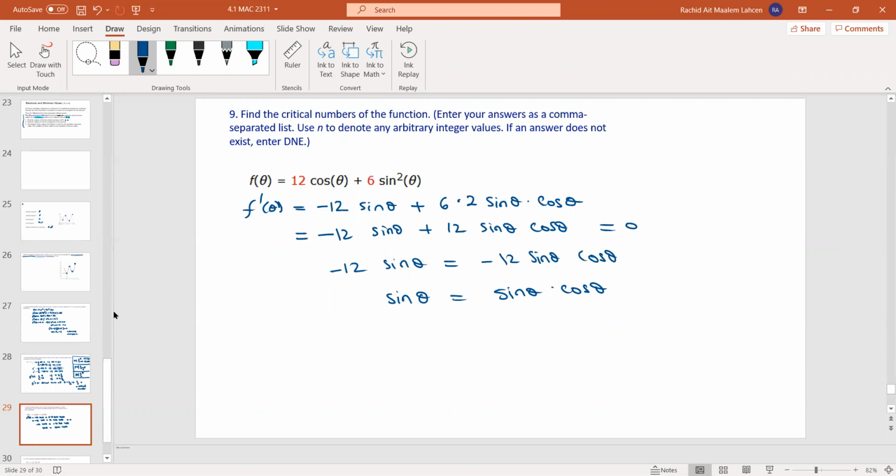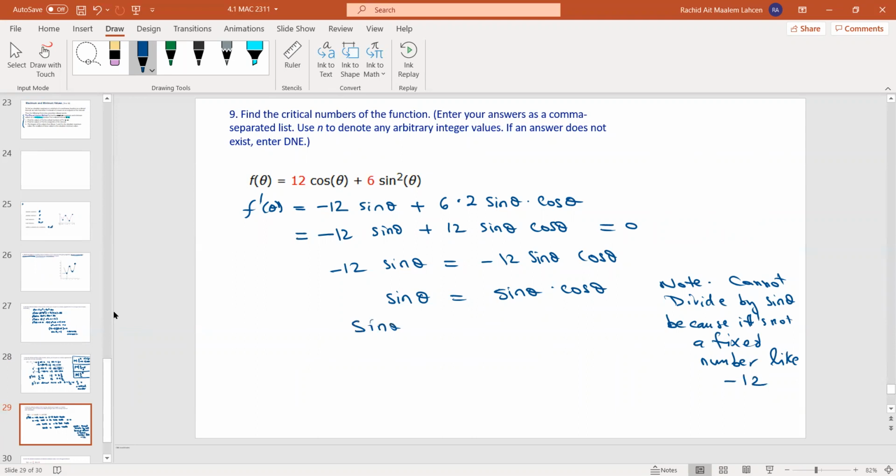One issue that happens in this one is canceling sine. Here is a note: we cannot divide by sine theta because it's not a fixed number like negative 12. So the solution here is to bring it over just like we usually do, and we will factor. Then we'll say the zero product property gives us this.